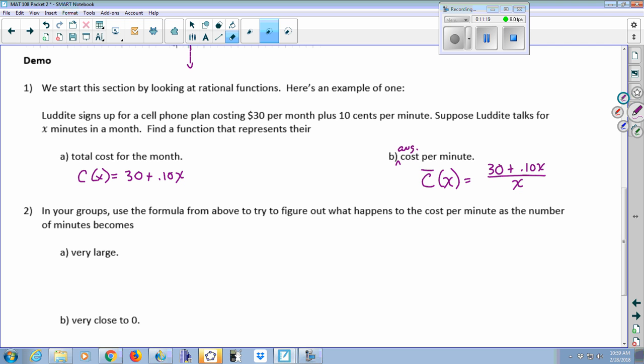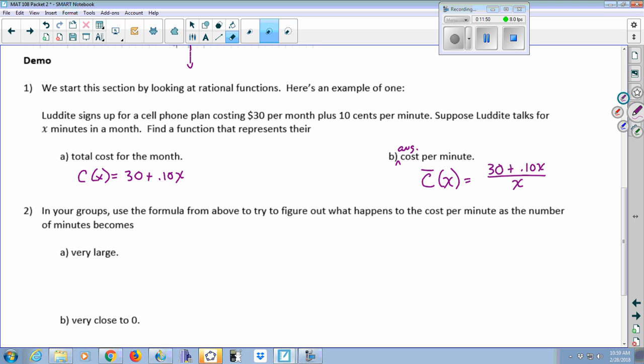So if you talk for 1 minute, you're going to be paying $30.10 for that 1 minute, right? If you talk for 100 minutes, you're going to be paying 40 over 100, or 40 cents per minute. So the more you talk, what happens to your average cost per minute? Is it going up?